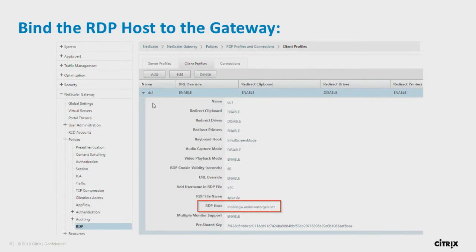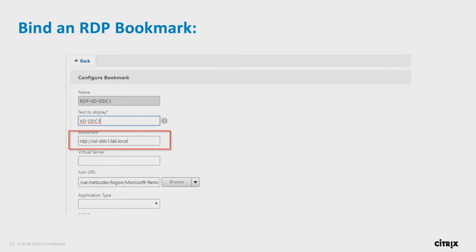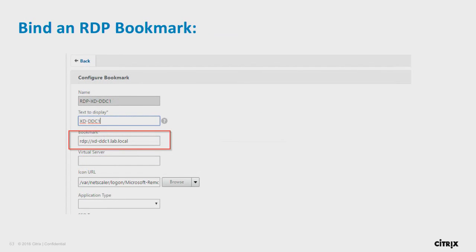Once we define the host name, did I miss something here? Sorry. Yeah, so we define the host name. Then we go back to my session profile. We have the session policy, session profile. We click on the remote desktop tab, and we select the server that we just created. We call it DC1. So now we have it there.